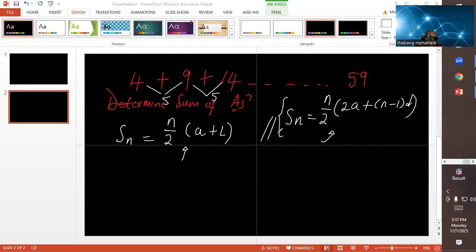Now, when you are looking for the sum, it's very important to identify the sum of how many terms you are looking for.